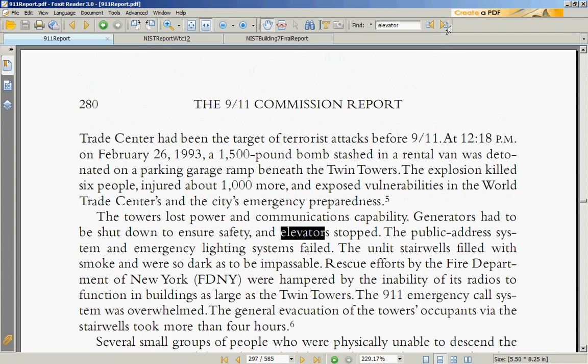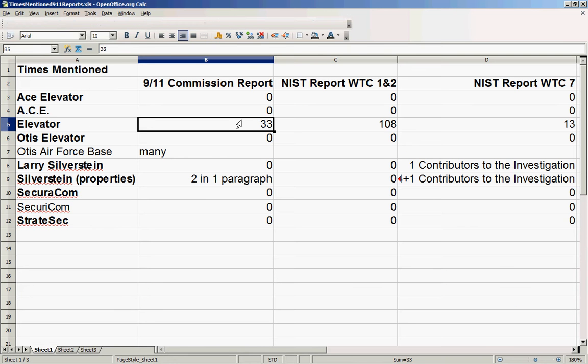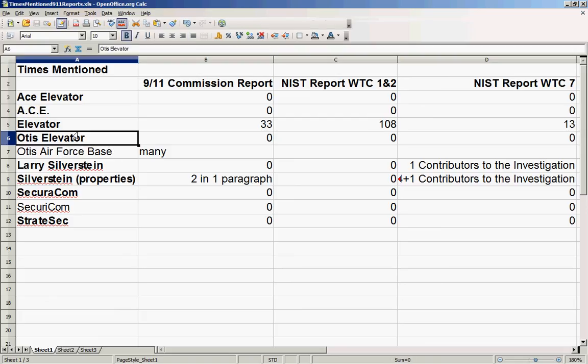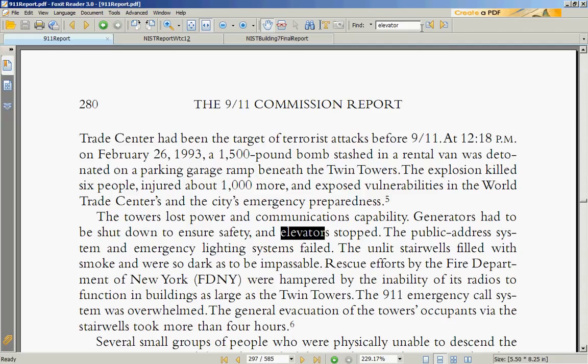Elevators stopped. So I found from searching before that the word elevator appeared 33 times in the 9/11 Commission Report, 108 times in the report for Buildings 1 and 2, and 13 times in the report for Building 7. Now, ACE Elevator got the contract away from Otis Elevator, the largest elevator company in the world, that invented the elevator in about 1850. So perhaps Otis Elevator is appearing here.